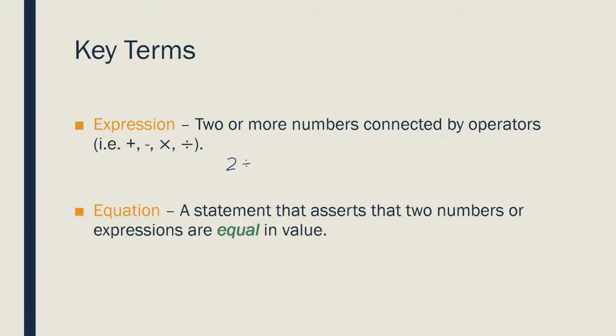So an example would be 2 divided by 3. It's now an expression. 2 times 4, 2 plus 6, 2 minus 3. All of these are examples of expressions. So an expression is just when we take 2 or more numbers and we connect them with an operator, which is one of those.